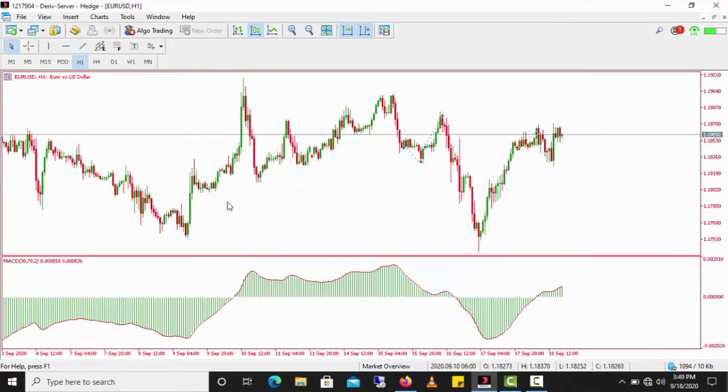So basically what this signifies is when the MACD value is above the 0 point, the market is going to go upward. And if the MACD value is below the 0 point, the market is going to slope downward.